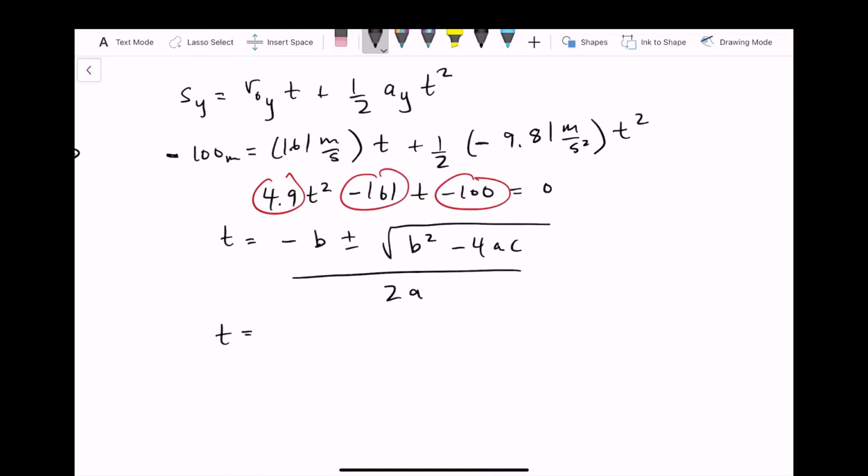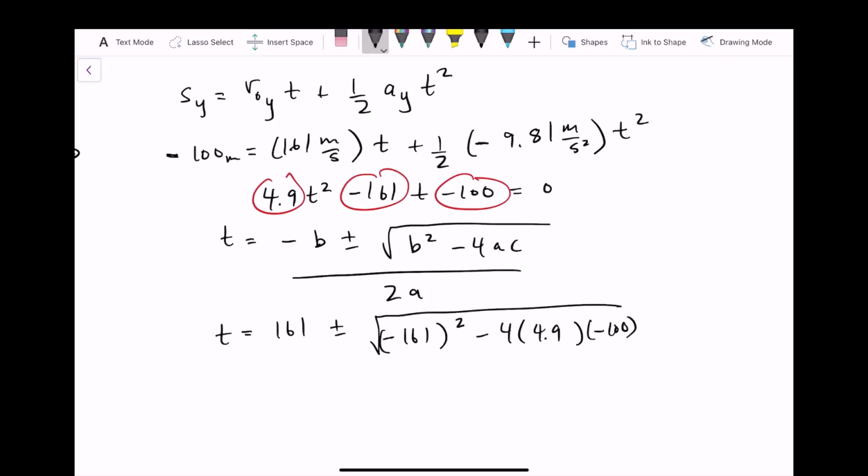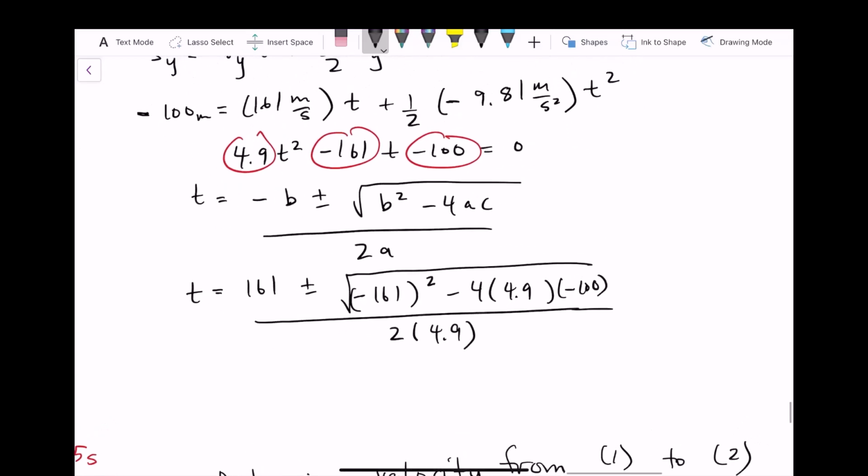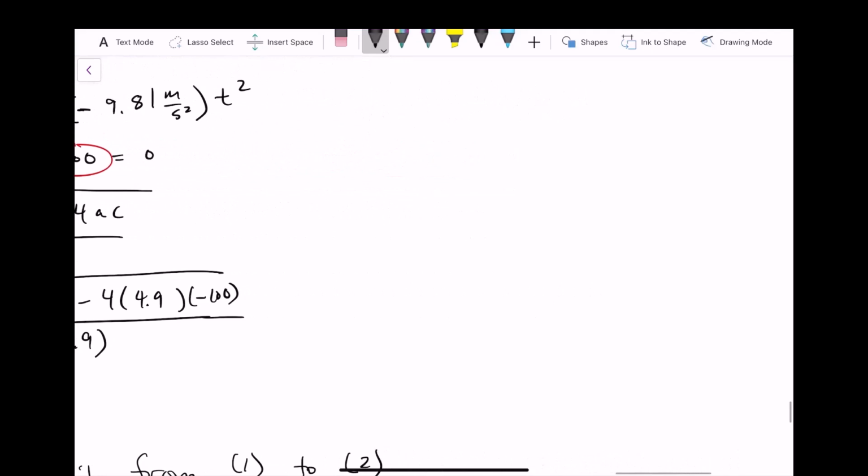So you should have something like this. t is equal to 161 plus or minus the square root of that 161. It's a negative here. A negative and a negative gives us, in that first one, a positive. So then this one's a negative squared, minus 4.9 times negative 100, all over 2 times 4.9. And so you should from here get two values for t.